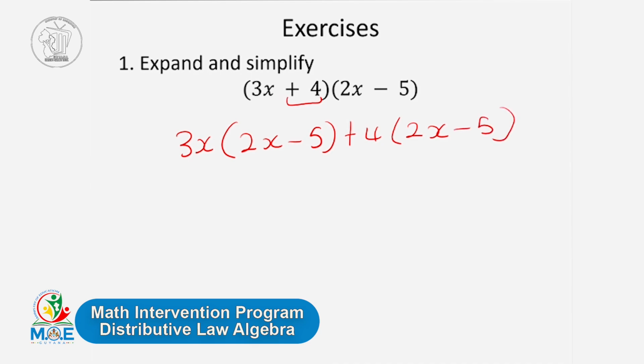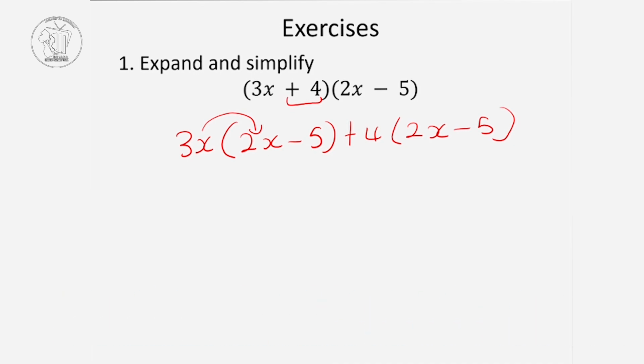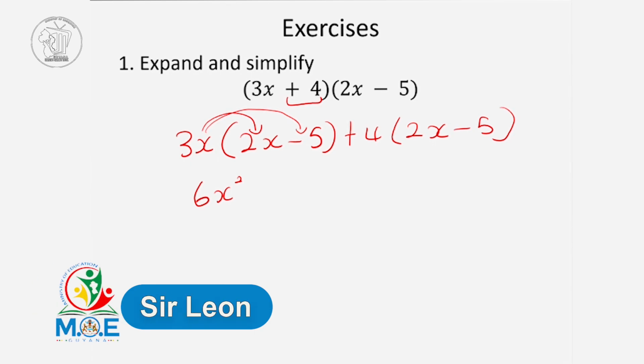And then we work out. So 3x times 2x would give me 3 times 2 is 6. x times x would give me x squared. And then 3x times negative 5 would give me, a positive times a negative would give me a negative. 3 times 5 would give me 15. And then we bring back the x.